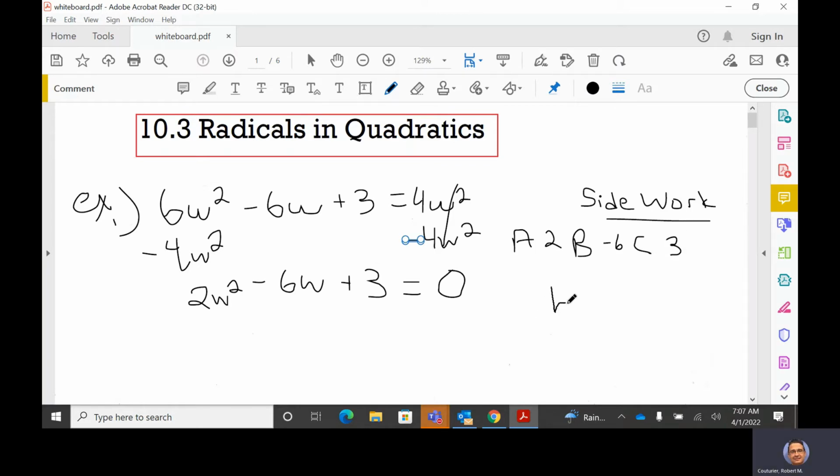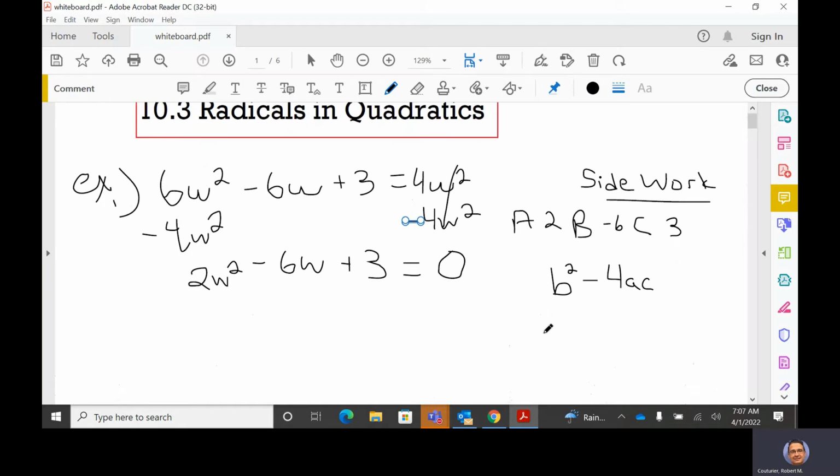When we do our side work, we're calculating the discriminant. Remember our quadratic formula? I hope so. It's important here. B squared minus 4AC. So B is negative 6 squared minus 4 times 2 times 3. So here we have a 36.